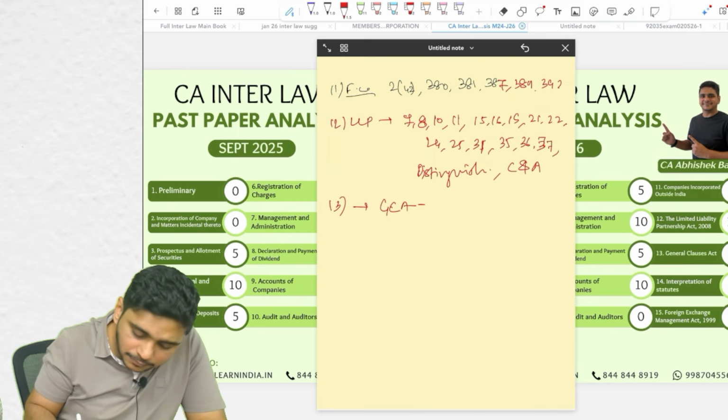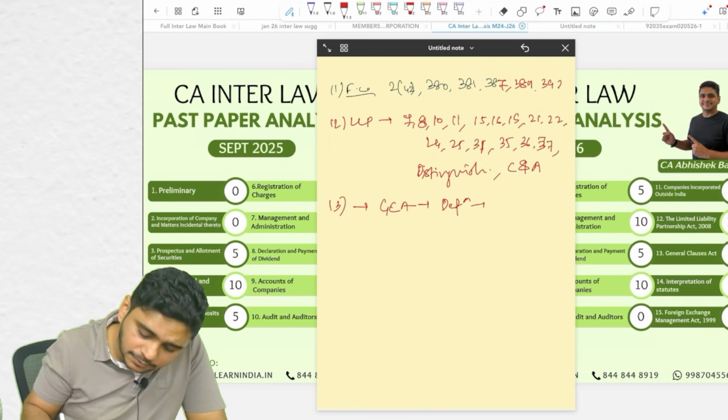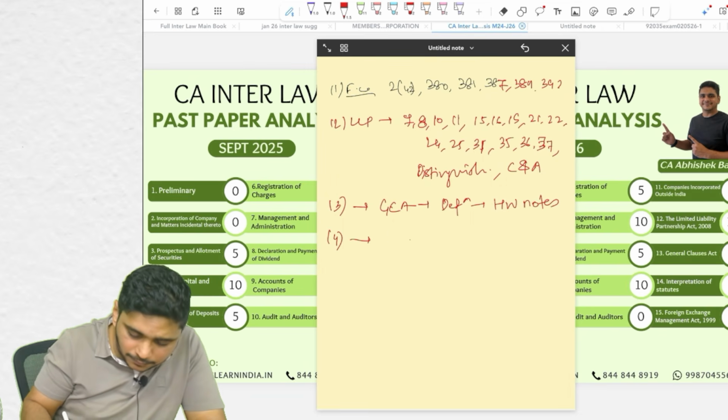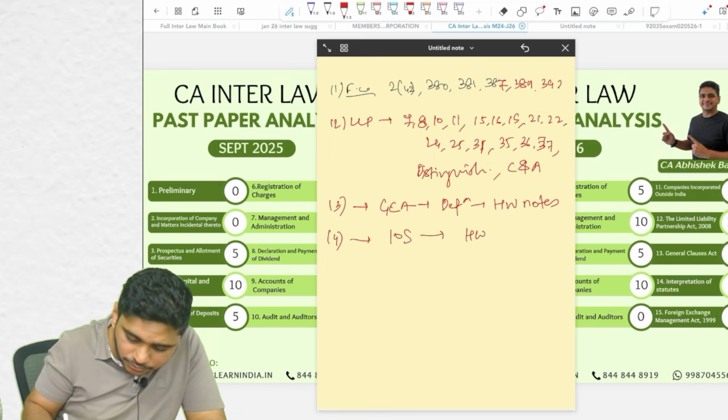GCA definitions, do from handwritten notes. 14, interpretation of statutes, again handwritten notes in full.